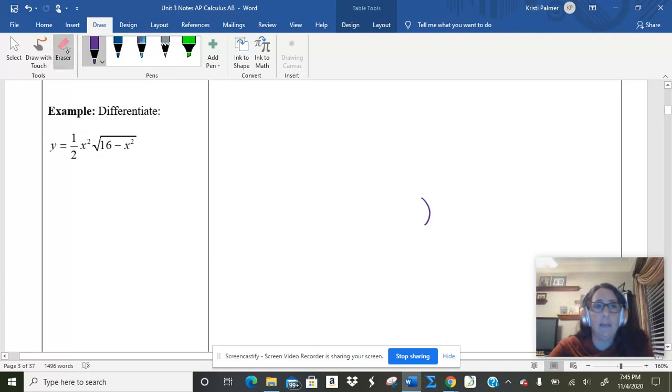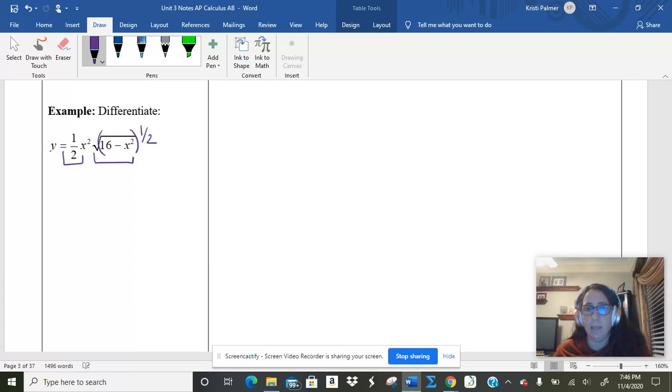Okay, what about this guy? Well, on this one, I see two functions. This function I'm going to rewrite into the exponential form instead of the radical. And so I see I have a product rule going on, and I have a chain rule going on. So I've got both. So we're going to take our time when we write this.